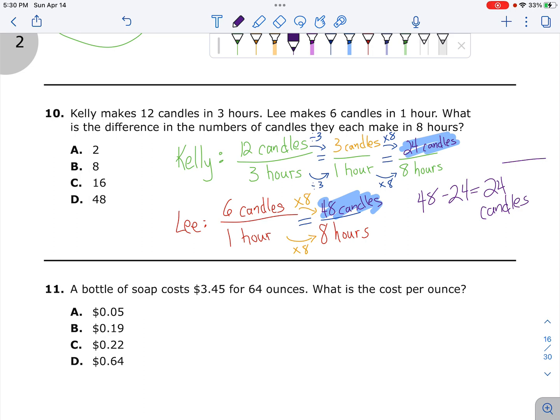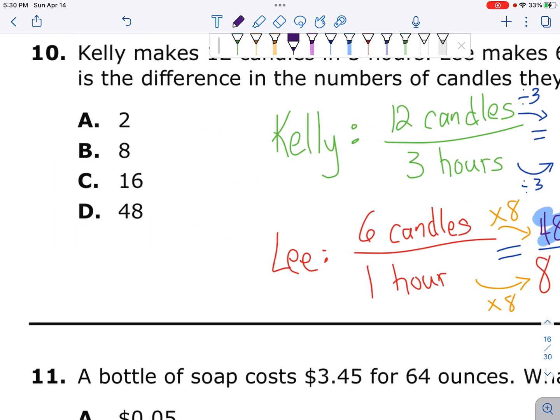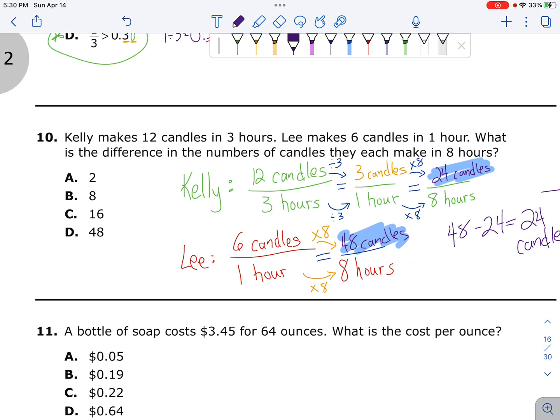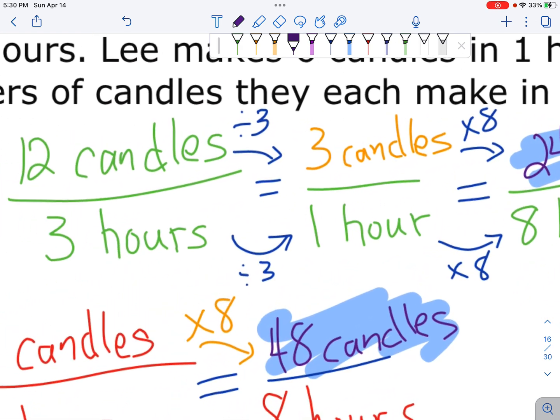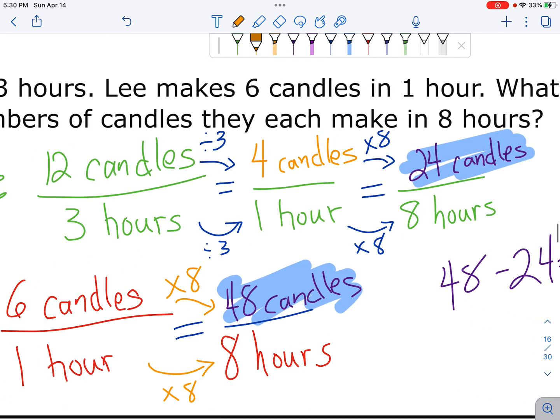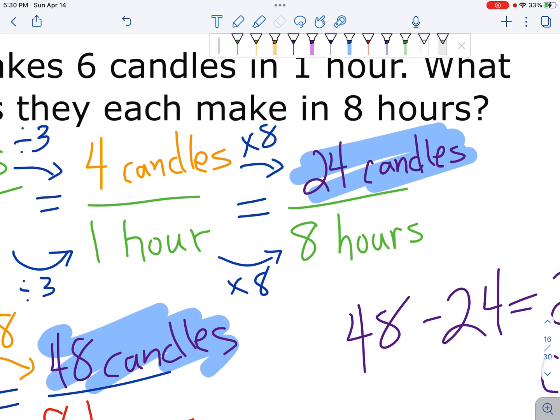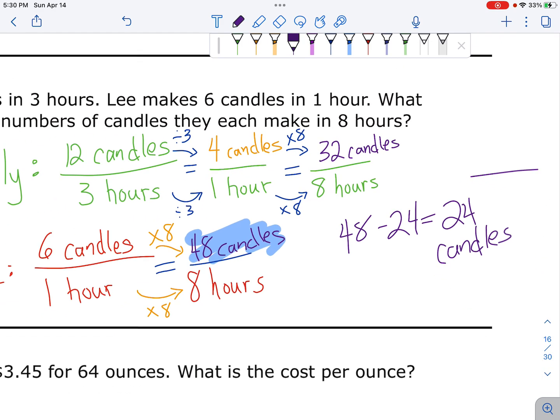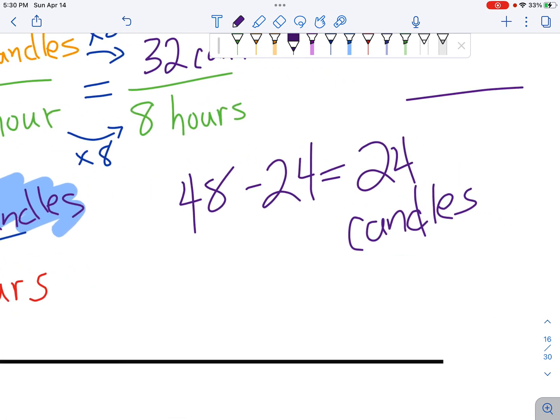Did you see my mistake? Looking over here at A, B, C, D. Oh my goodness, Miss Toivola getting a little bit distracted by the nice weather outside. 12 divided by 3 is not 3. 12 divided by 3 is 4. Right? And 4 times 8 is 32 candles. Right? All my work for Lee is correct. 32 candles. So now it's 48 minus 32.